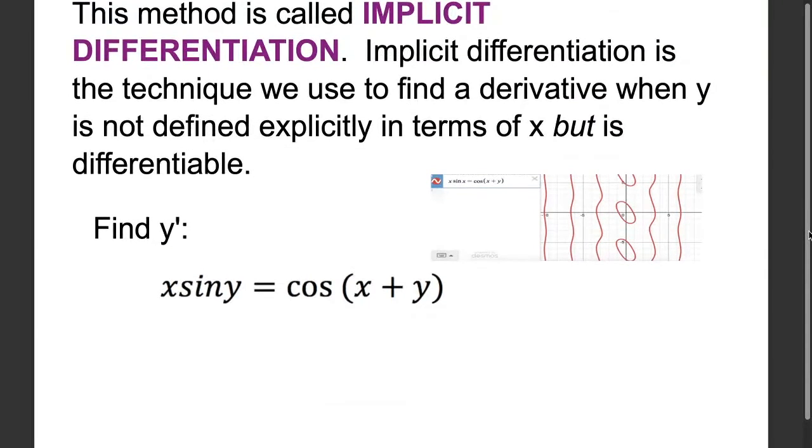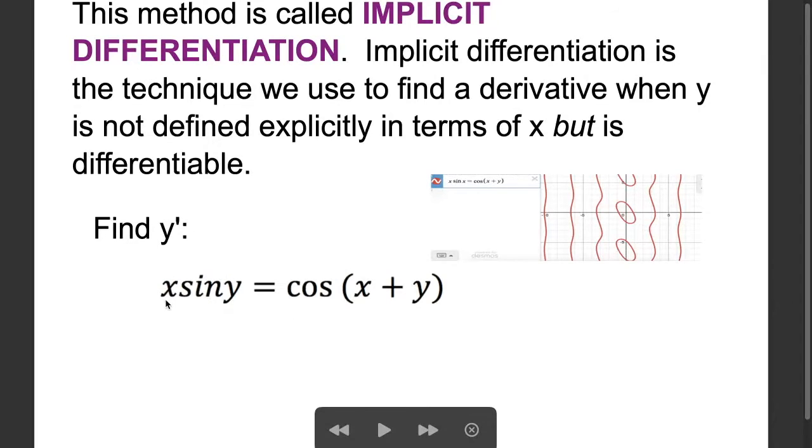Like I said, this is called implicit differentiation because it's a technique that we use to find a derivative when y is not explicitly defined in terms of x, but it is still differentiable. So that's a key thing. It has to be differentiable, but it doesn't require us to do that initial step of isolating for y, because in some functions too, that can be really difficult to do. So actually, this would be a function right here that would be really difficult to do that with.